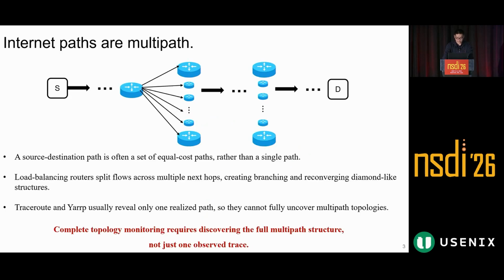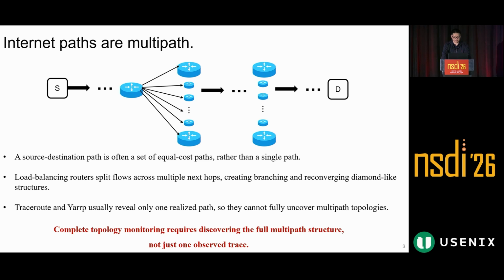Now, let's move from why topology monitoring matters to why it is technically hard. The key challenge is that internet paths are often multipath. A path from one source to one destination is usually not a single deterministic path. Because of equal cost multipath routing and load balancing, the same source-destination pair may traverse multiple next hops. As a result, the path may branch at one router and reconverge later, forming a diamond-like multipath structure. This is important because a single observed trace does not reveal the full structure behind the load balancer.